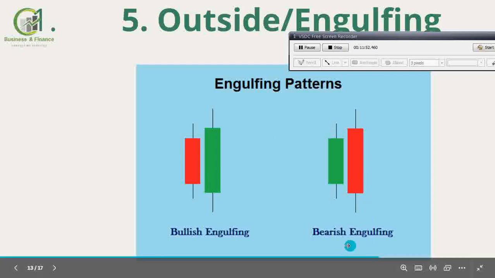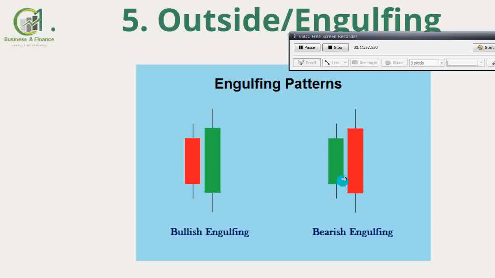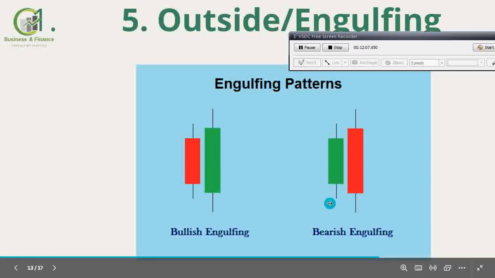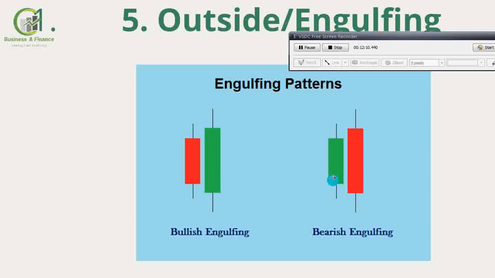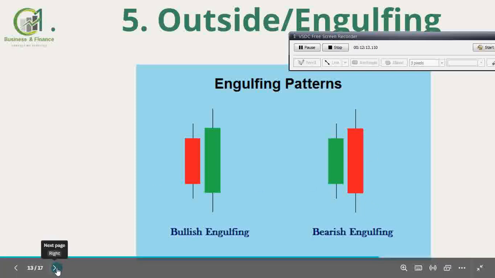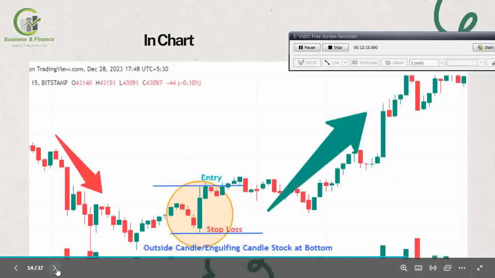In the same way, when the market is in an uptrend, there will form a small green candle followed by a big candle engulfing that small candle, which signals that the trend will be changing from bullish to bearish. So let's see the example in the chart.